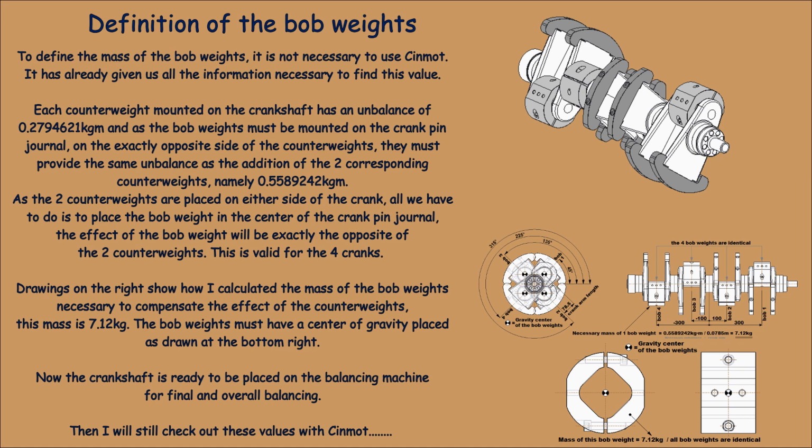Drawings on the right show how I calculated the mass of the bob weights necessary to compensate the effect of the counterweights. This mass is 7.12 kg. The bob weights must have a center of gravity placed as drawn at the bottom right. Now the crankshaft is ready to be placed on the balancing machine for final and overall balancing. Then I will still check out these values with Cinmot. Let's do it.